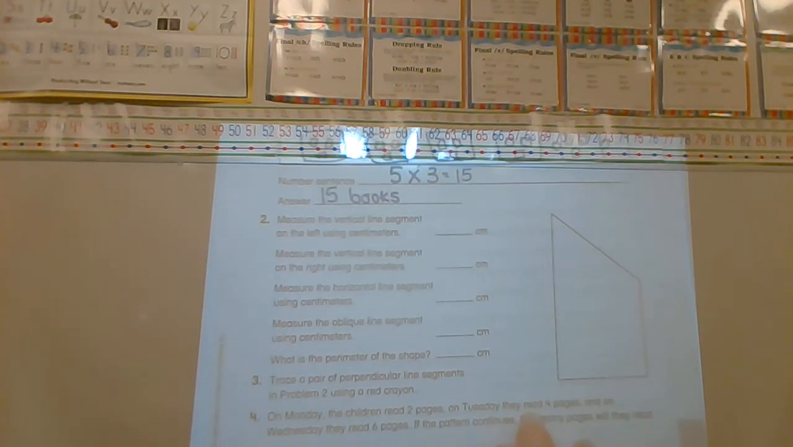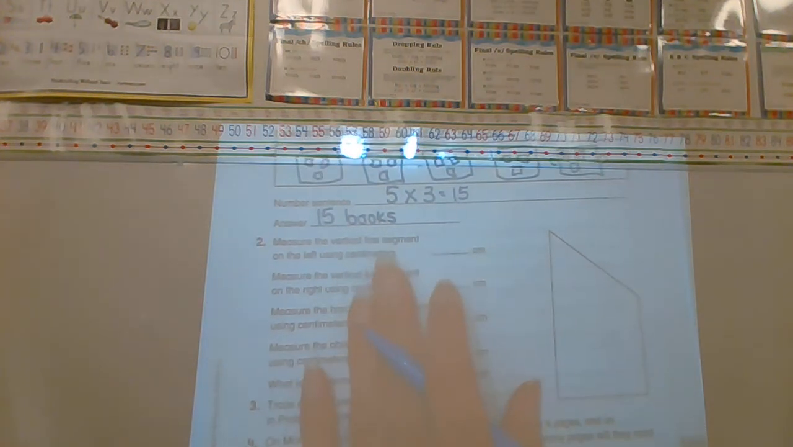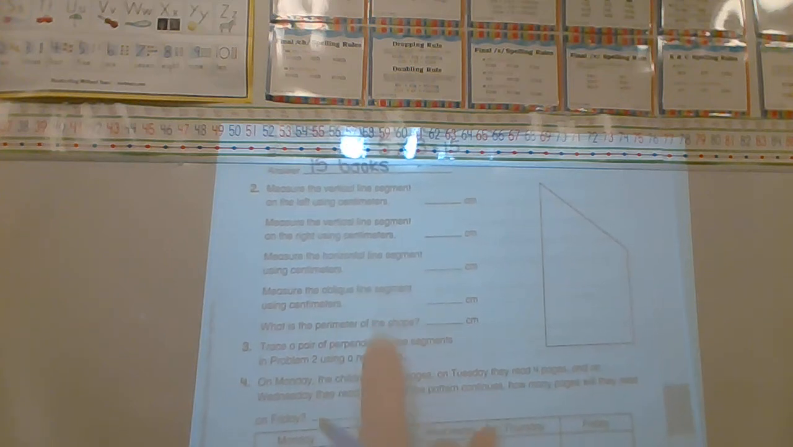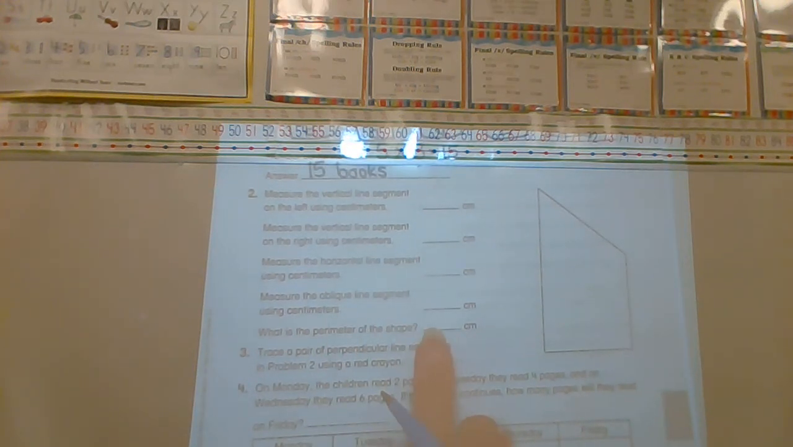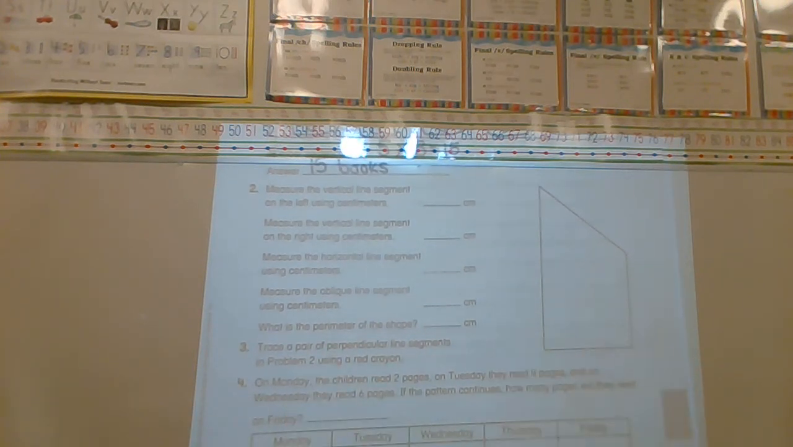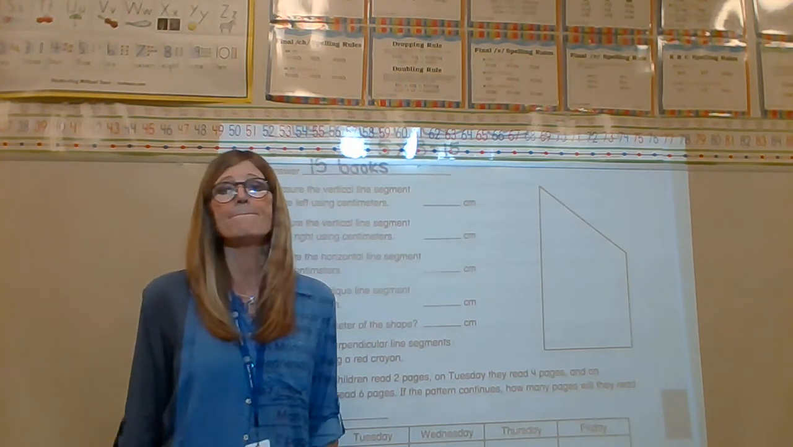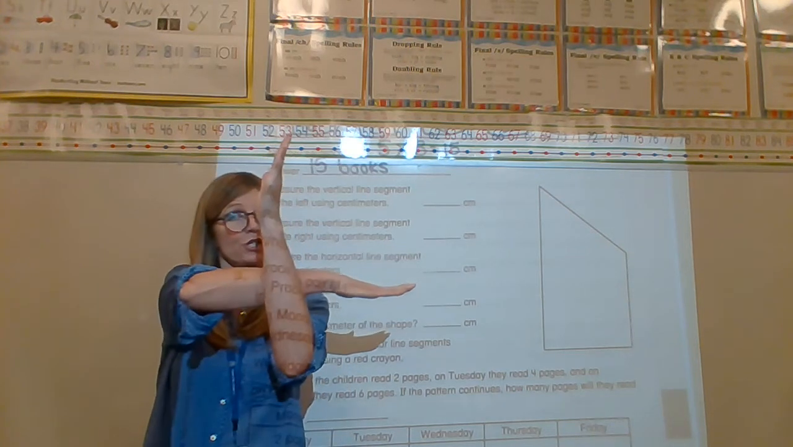I'm going to let you do this part on your own. You're going to be measuring and then find the perimeter. Number 3 says to trace a pair of perpendicular. Remind me, perpendicular. Show me.